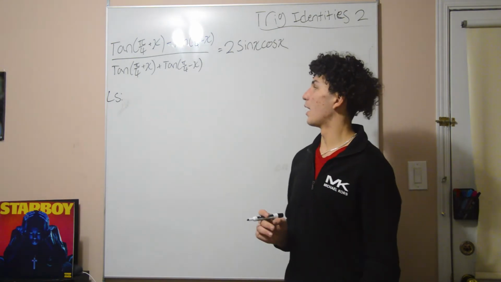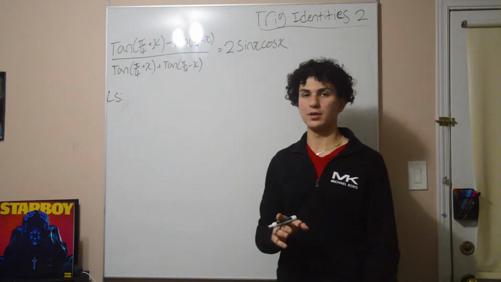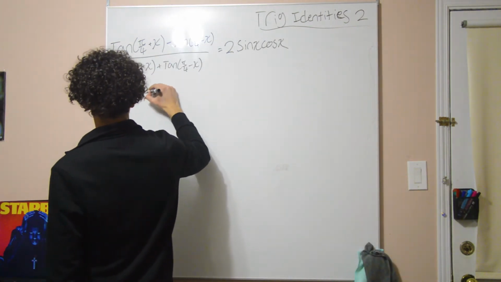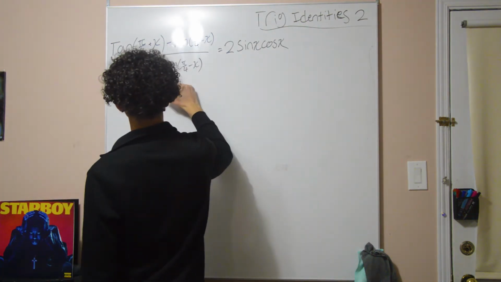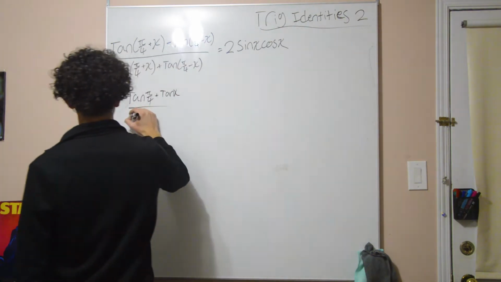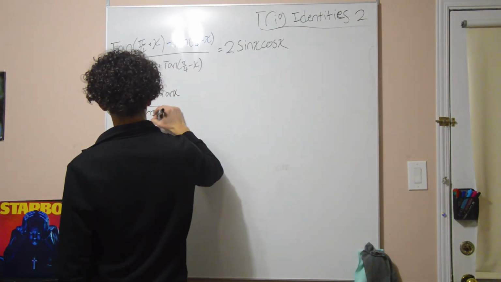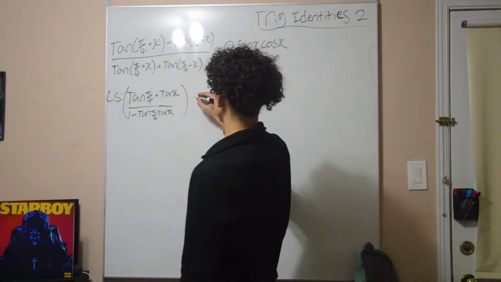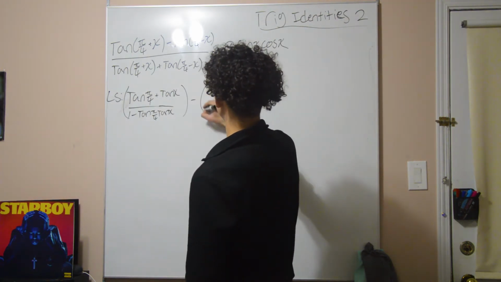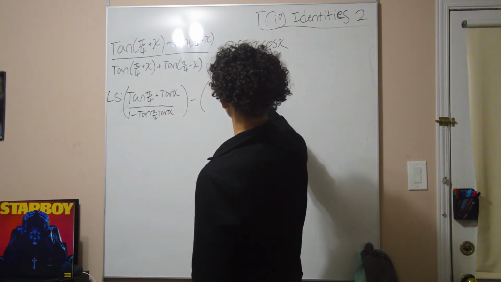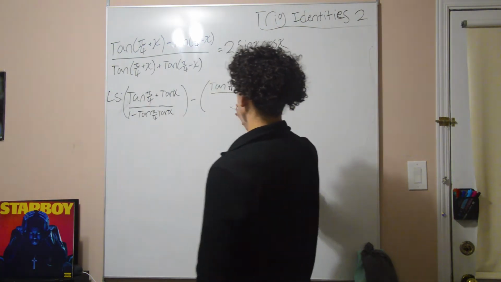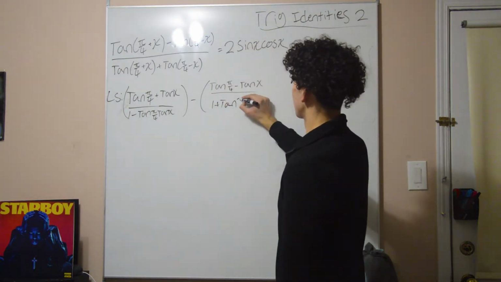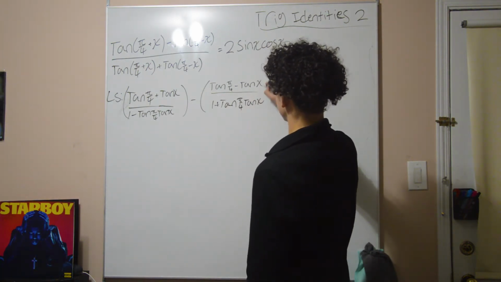Now, the way I did it the first time was I expanded everything. And that's exactly what I'm going to do with you guys. So this becomes tan pi over 4 plus tan x divided by 1 minus tan pi over 4 times tan x. So that right there is our first one. Let's move on to the next. That is being subtracted by tan of pi over 4 minus tan x divided by 1 plus tan pi over 4 tan x.